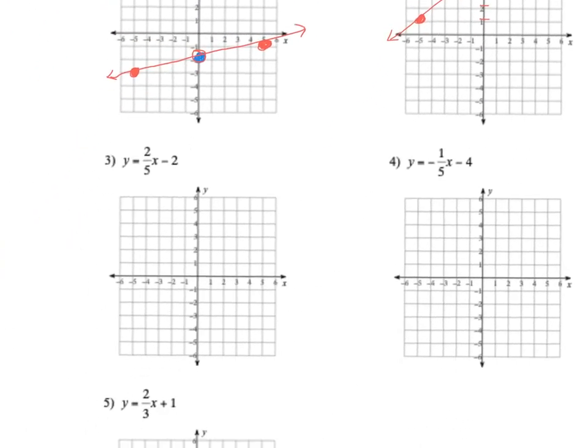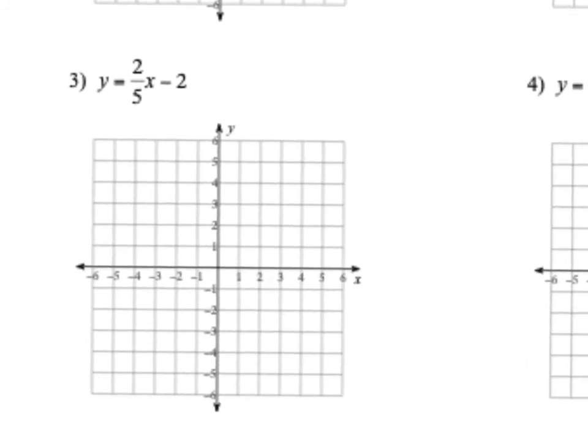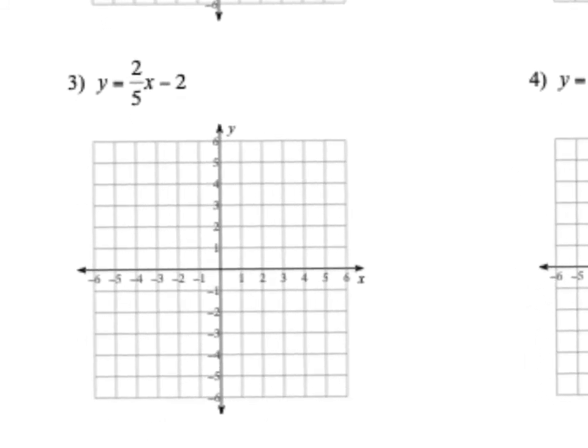Okay, let's go ahead and try number 3. For number 3, we have y equals 2/5 x minus 2. And that minus 2, which is the same as a negative 2, is where we begin. So I'm going to write my beginning point as 0, -2. And I'm going to put my first point on my graph as 0, -2.